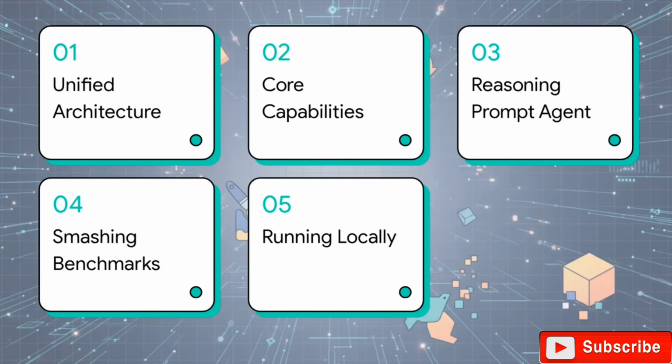Okay, let's dive right into our roadmap. We're going to cover the unified AI architecture, the core features and capabilities, the reasoning prompt agent, smashing AI benchmarks, and finally, we'll get into running the model locally.